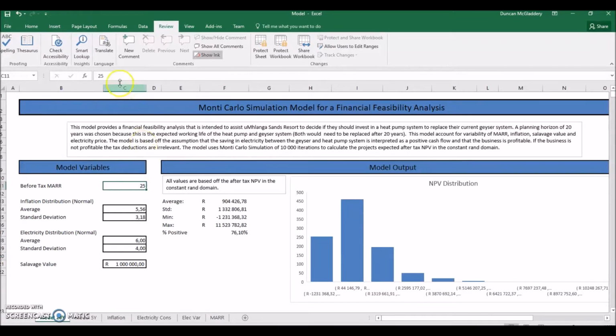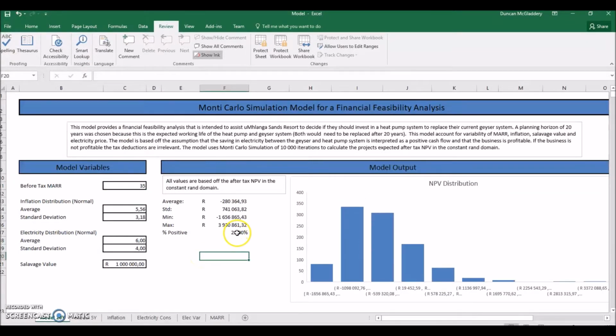So for interest's sake, let's increase this MAR value to 35 and see what the effect is going to be. And then we can see it drops down to only being positive 28% of the time, and the average value is minus 280. But realistically, no company is going to have a MAR of 35%. They're going to be Mark Zuckerberg if they can expect returns like that.